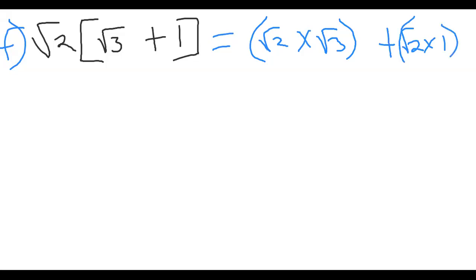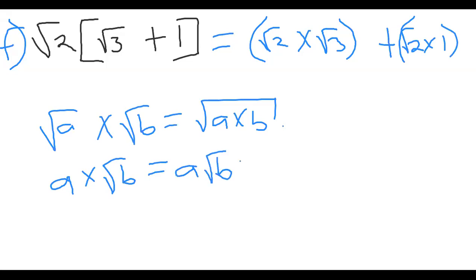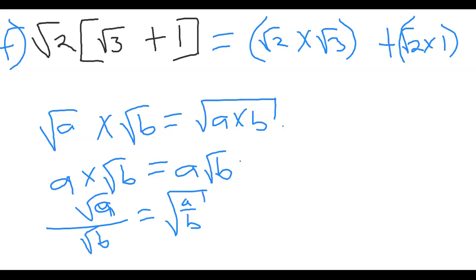Now remember, we said that some of the rules of surds, when you're multiplying them, in case you have root A times root B, this is the same as root of A times B. Remember that. When you have A times root of B, this is the same as A root of B. That is what we have done in the previous example. When you have root of A divided by root of B, this is the same as you put everything under root, A out of B, like that.